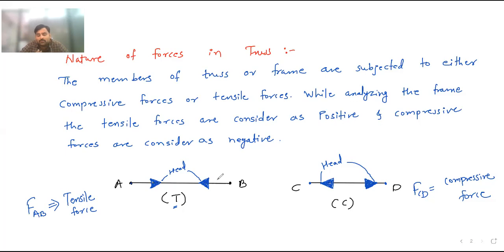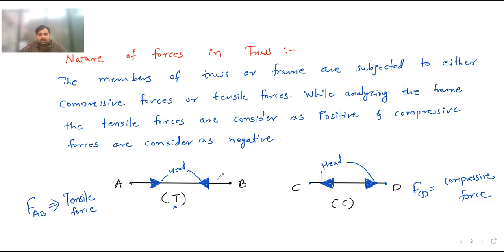See now, trusses or frames are analyzed by three methods. First is the method of joints. Second is the method of sections. And third is the graphical method. The graphical method is not there for you here. So method of joints and method of sections, these are the two methods. By using them, we are going to calculate the forces in the members of the trusses or members of the frame.